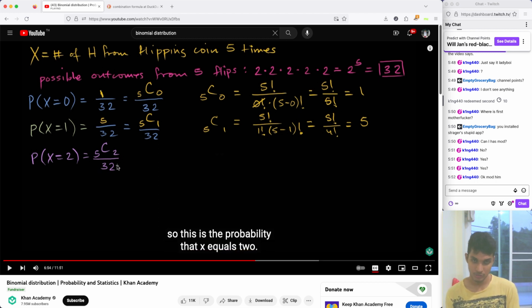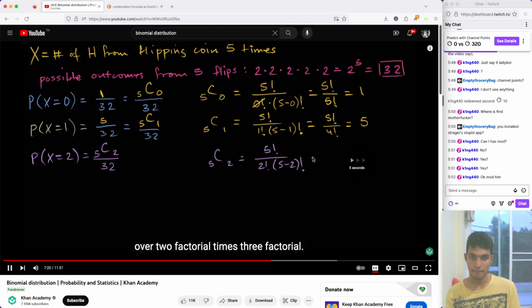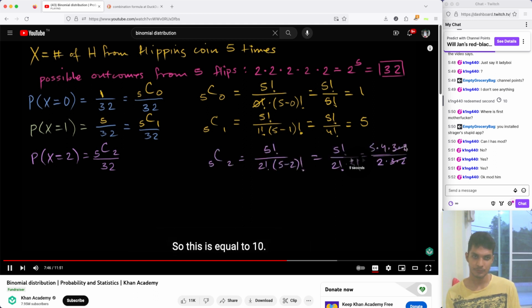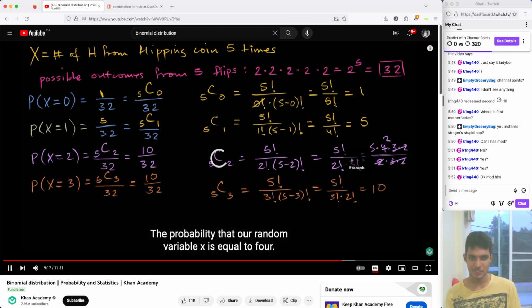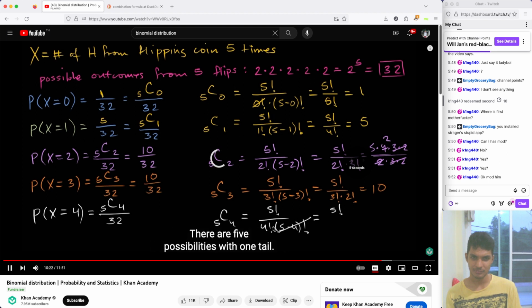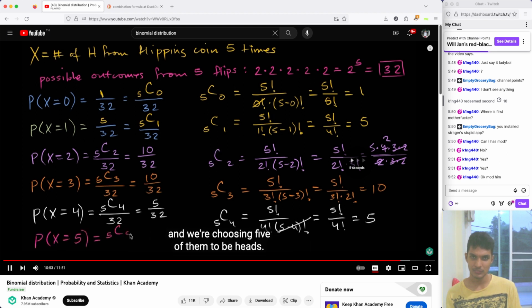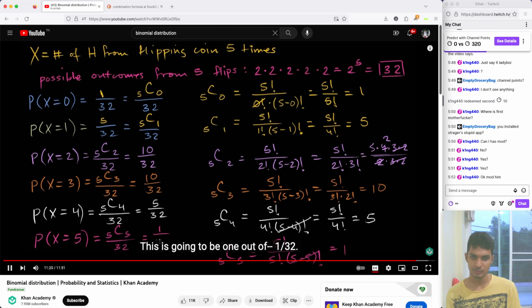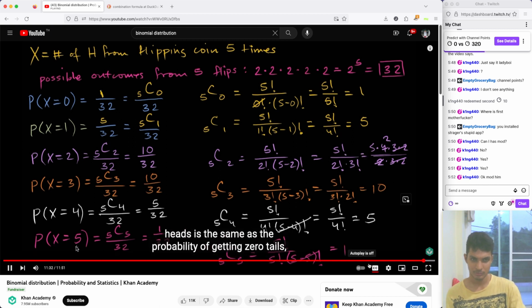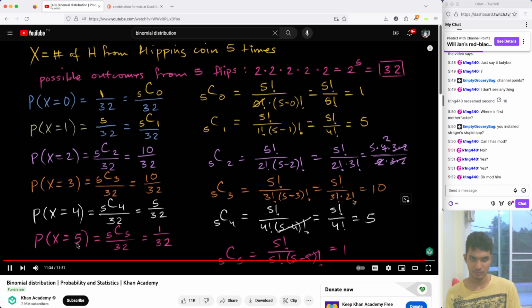5 choose 2 is 5 factorial over 2 factorial times 5 minus 2 factorial, which is 10. Is this the binomial distribution? The probability of getting 5 heads is the same as the probability of getting 0 tails.